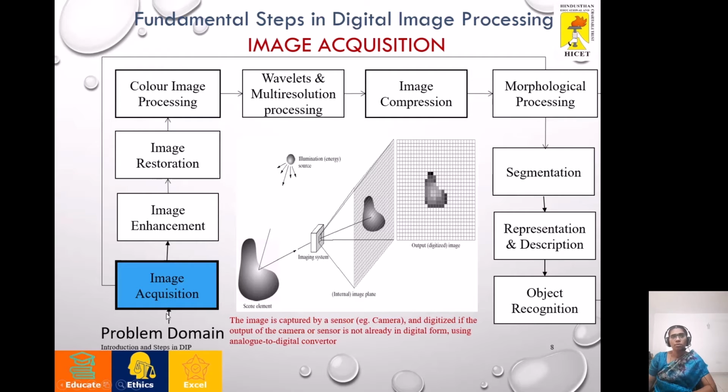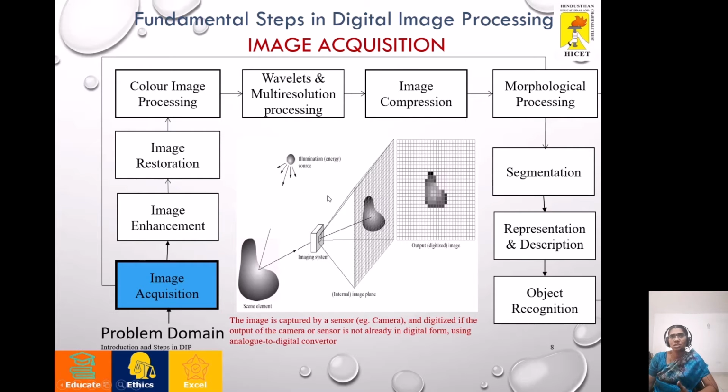From the problem domain, the image is acquired by means of a camera, which consists of an array of sensors. So, when light falls on the sensor, it will be sampled and quantized so as to get the digitized image. This digitized image is provided to the next stage, which is image enhancement.